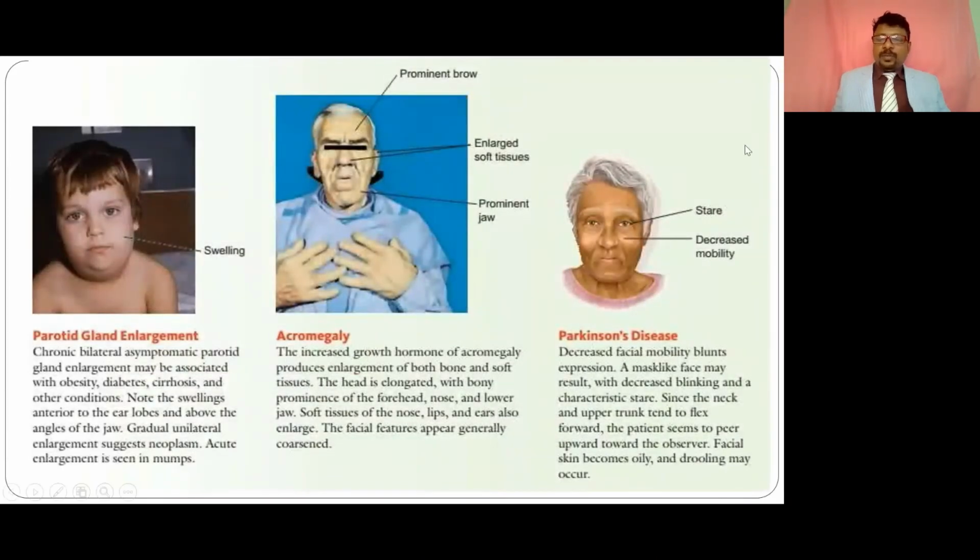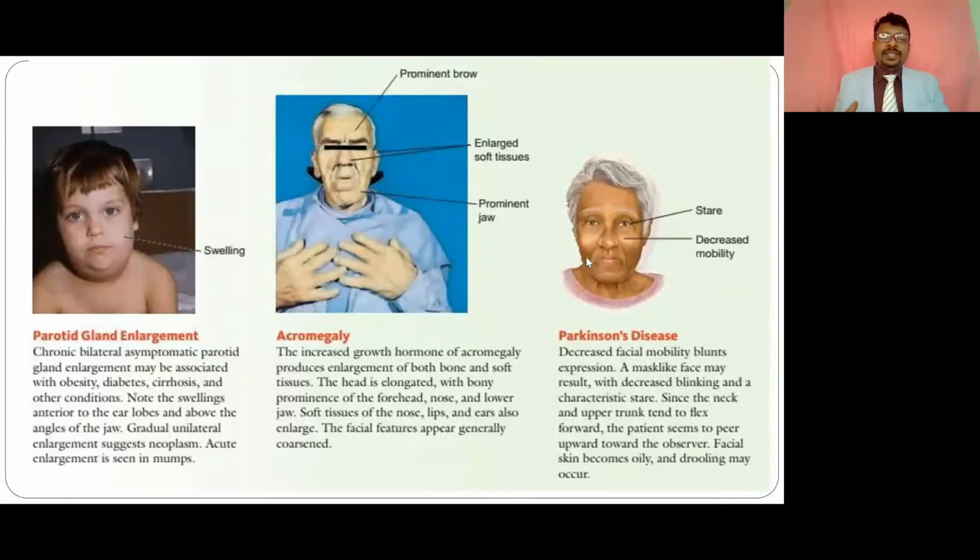Next, one more thing is Parkinson's disease. Another abnormal face we can easily find is in Parkinson's disease. Parkinson's disease is a neurodegenerative condition. If anybody has any abnormality in the basal ganglia, they may get symptoms such as rigidity, akinesia, bradykinesia and tremors. So this is a neurodegenerative disorder.